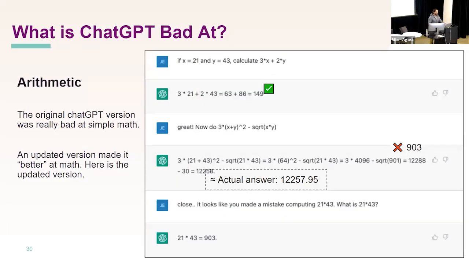So now, what is ChatGPT bad at? ChatGPT is actually pretty bad at arithmetic. And this has gotten better over time with different updates to the model. But at first, it was really, really bad at doing even some basic math. Then they rolled out a bunch of updates. They made some announcements. They said we did some tweaks. And now it's actually pretty good at some decent math.